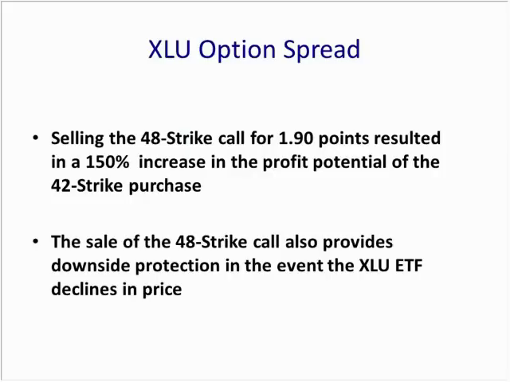The profit potential of the 42 strike call that we bought was increased by 150% by selling the 48 strike call for 190 points. So this is another big advantage of debit spreads. And of course, the sale of the 48 strike call also provides downside protection in the event the XLU ETF declines in price, because you're short a call and that will profit as the underlying ETF goes down in price.